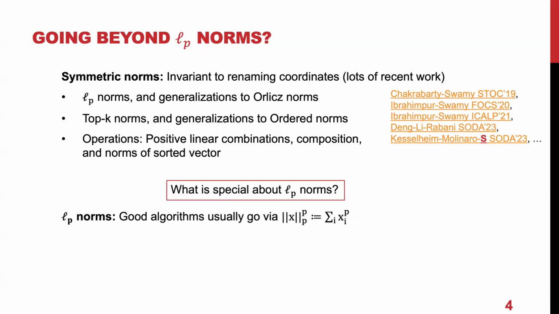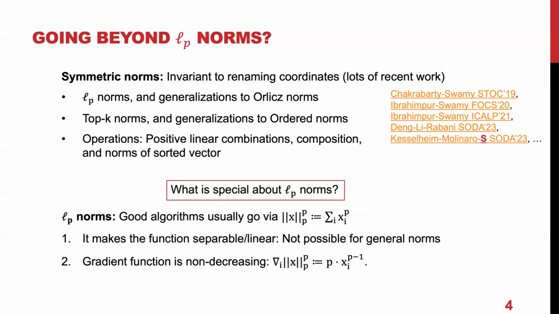So the first question we may ask is: what's special about LP norms that makes them so much friendlier? Usually, good algorithms for LP norms work by writing the norm as the sum of x_i to the power p. This is nice for two reasons. First, it makes the norm function separable, like linear, written as a decomposition of the contributions of different coordinates. But this is a very strong property of LP norms, which is not really achievable for general norms. Another interesting property, which might sound somewhat innocent: if you look at the gradient of this norm to the power p, this function has a very simple structure, p times x_i to the power p minus 1. In particular, this is non-decreasing. So if I increase any coordinate, the i-th coordinate of the gradient will not decrease.